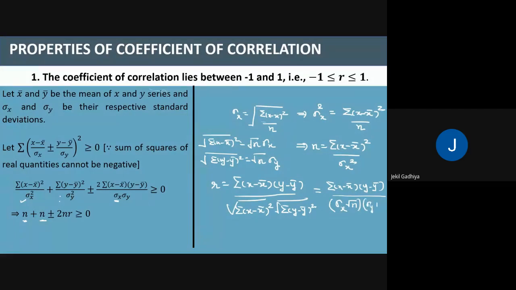Right. So square root of n times square root of n will be n. And take this n on the left hand side. Therefore, nr equal to sigma (x minus x bar)(y minus y bar) over sigma x sigma y. So this is nothing but nr, right? So in this step, in this term, you can replace it by nr. So that's why it is 2nr.